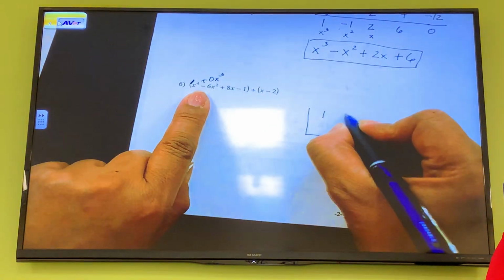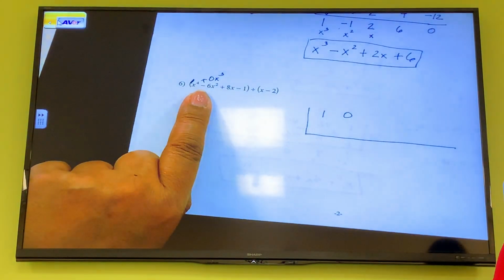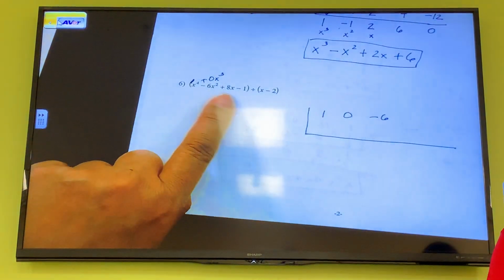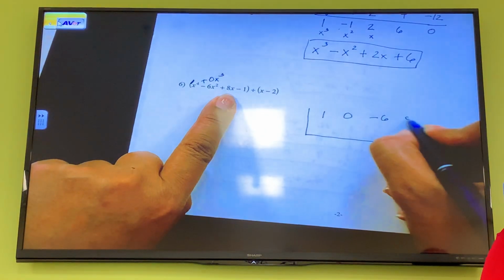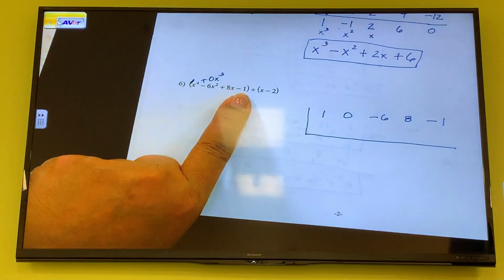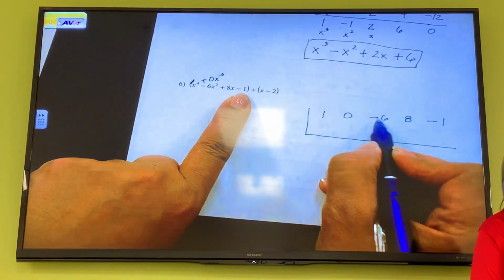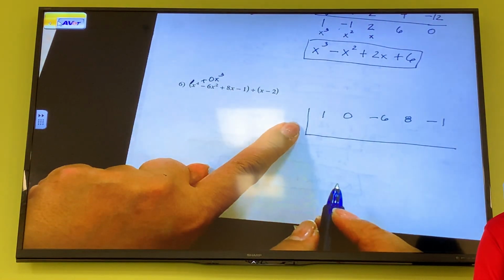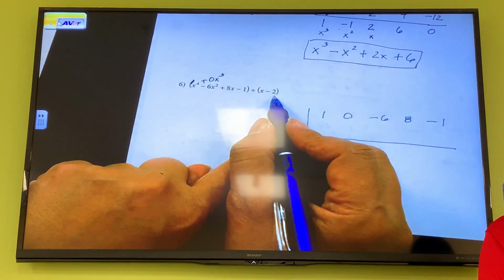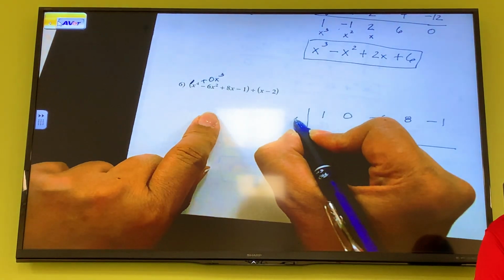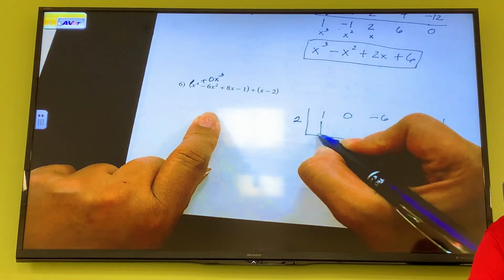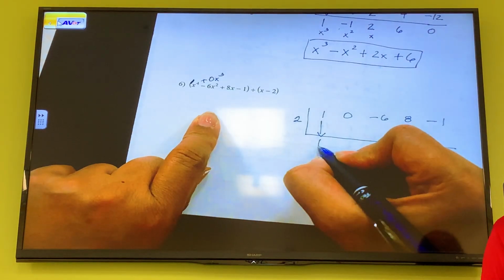And then the one that we inserted, 0. And then for the x squared, it's negative 6. For the x is positive 8. Then negative 1 is our constant. So we have 5 numerical coefficients. We're going to divide by x minus 2, but we put it equal to 0, so for x, it will be positive 2. Okay, start by bringing down your first digit, so it's going to be 1.